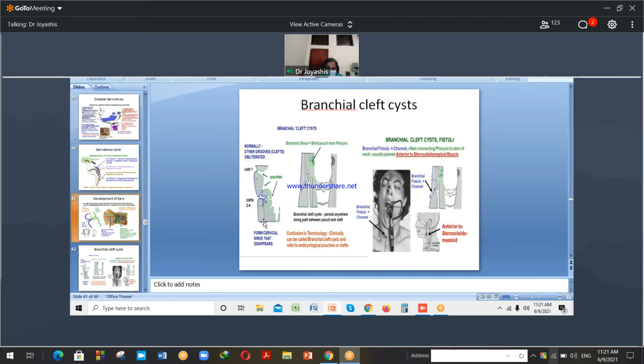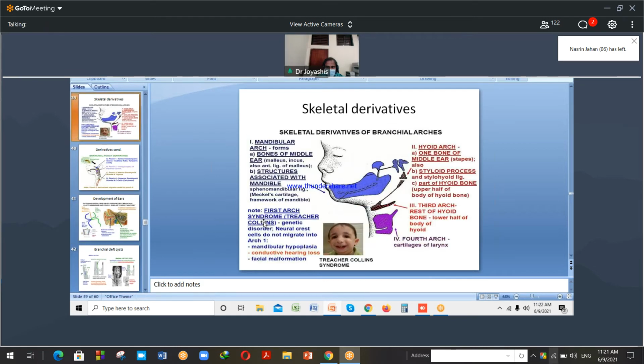The bones that arise here: a bone that develops from the second pharyngeal arch is the stapes. And the styloid process of the temporal bone. This is the stapes, this is the styloid process of the temporal bone, and the lesser cornu of the hyoid bone, part of the hyoid bone, as well as the stylohyoid ligament. And these structures develop from the second pharyngeal arch.